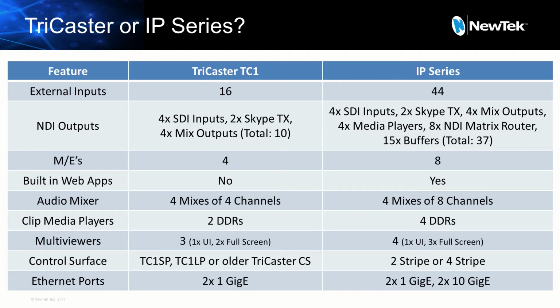Now, certainly on an IP or a TC1, you could route some things to an output. If I want a DDR as a dedicated output, I could route it to an output and do that. But on a TC1, I'm using up an output to make that happen. Whereas on an IP series system, the DDR is available completely independently. I don't have to use up that output to route that DDR somewhere else in my facility. So just keep that in mind, that on a larger production where they might need to get a lot of sources in different places, IP series really is going to make that much easier.